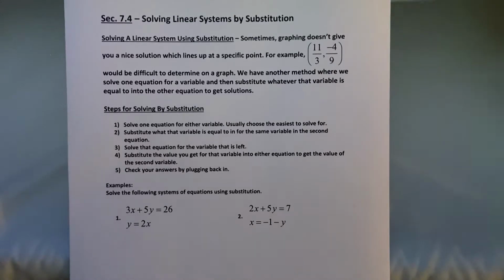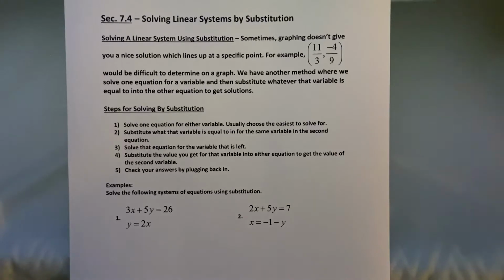So let's talk about solving a linear system using substitution. Sometimes graphing doesn't give you a nice solution, like you have two graphs and you see that they cross, but where exactly they cross, if it's not at a whole number, is not exactly clear. Okay, so substitution. How does substitution work?